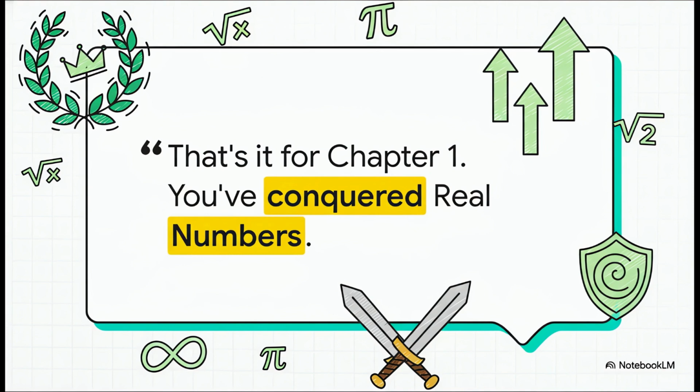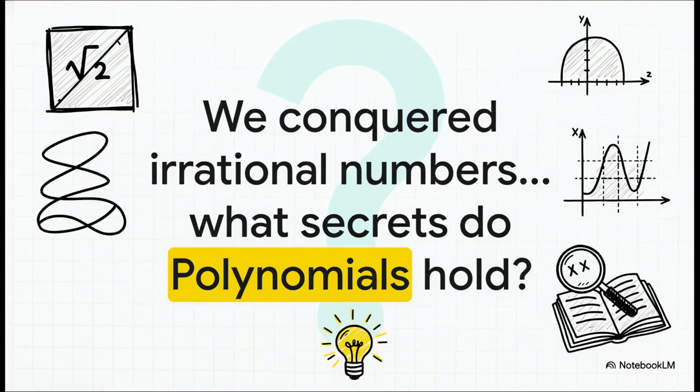And that's a wrap. We are done. That's it for Chapter 1. You faced every challenge, you learned all the techniques, and I can officially say you have conquered real numbers. Seriously, congratulations. So, we've wrestled with all the weird mysteries of real and irrational numbers, and we definitely came out on top. But, you know, the world of math is, well, it's huge. Which leads to the next big question. What kind of secrets are hiding inside of polynomials? We're going to find out next time. I'll see you then.